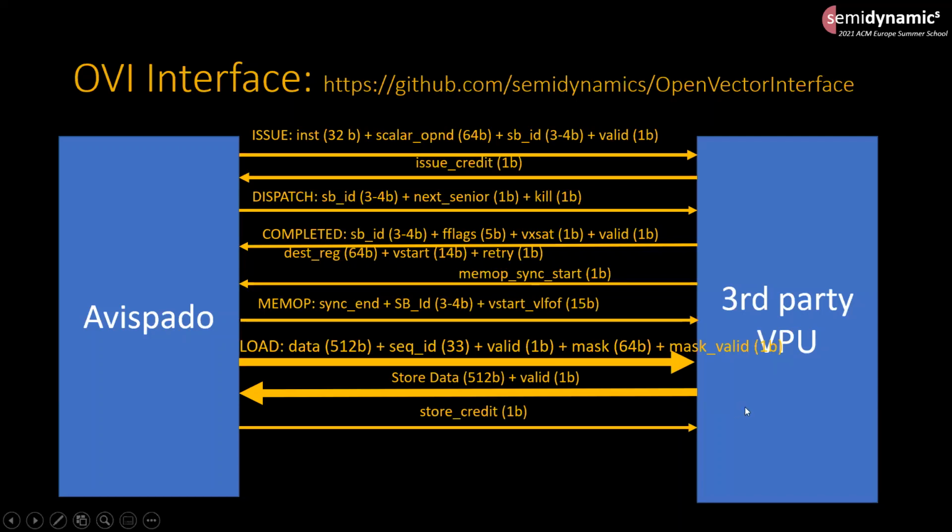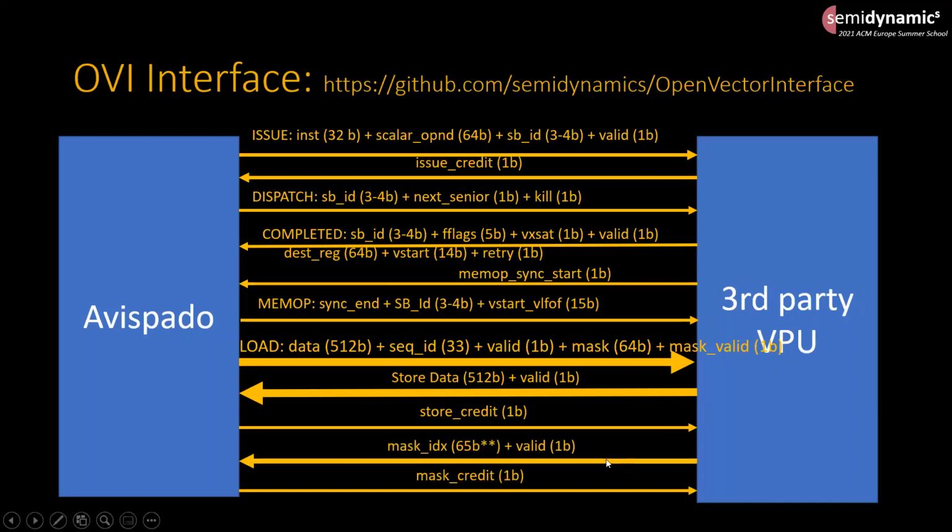Stores work the same. When we send the store, sync start, and then the VPU is the one sending the data to us and gives us also store credits. And we give them a store credit saying, oh, don't send me too much data because I'm having trouble. Maybe the CHI queues or the coherent interface queues are full, or there can be multiple reasons why these could be full. And also there's an interface for sending masks back and forth.